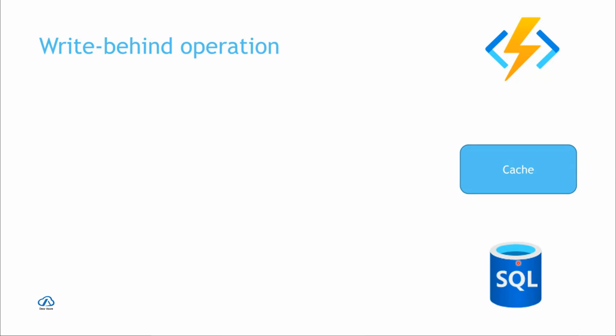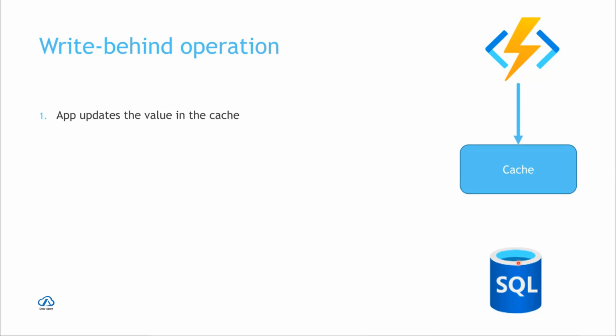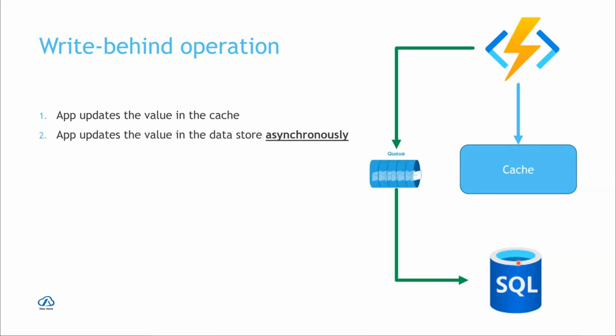Finally, for the write-behind operation, if we want to update some data, we update it in the cache. And then asynchronously, we update the data in the SQL database by using a message queue to buffer these update requests from the application to the database. And based on your requirements, you can have an Azure function app that's triggered for every single message placed in the queue, so it can go ahead and update the data in the data store.